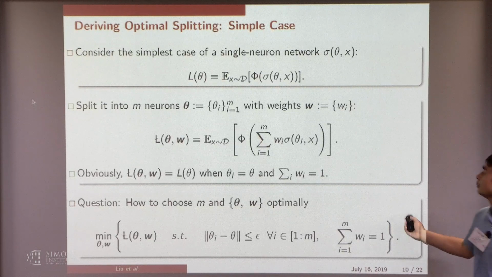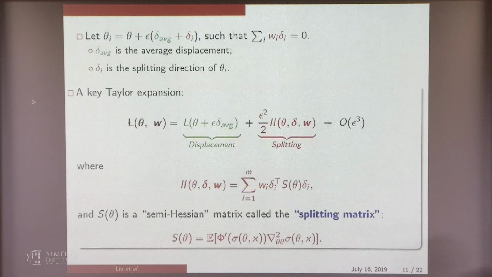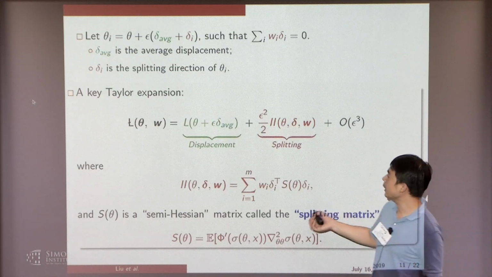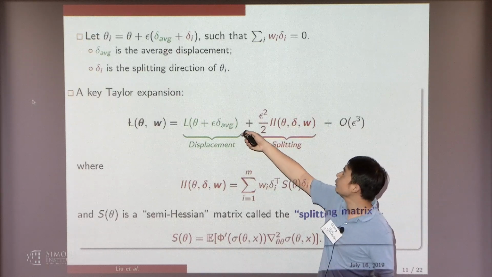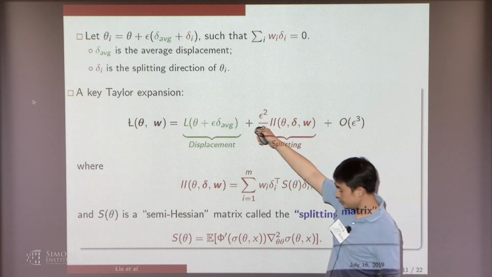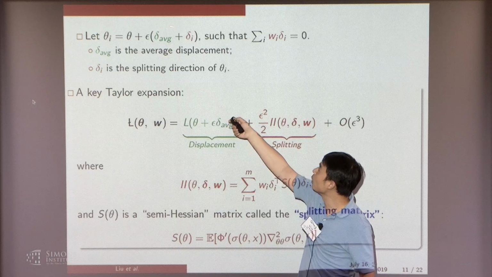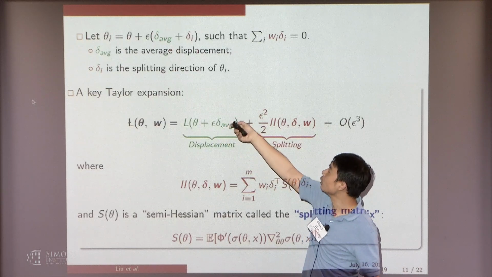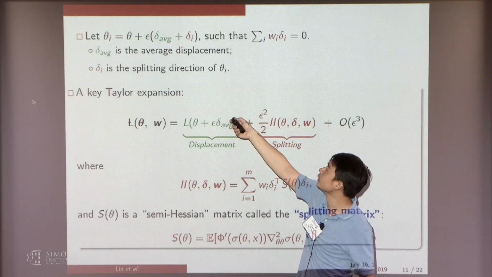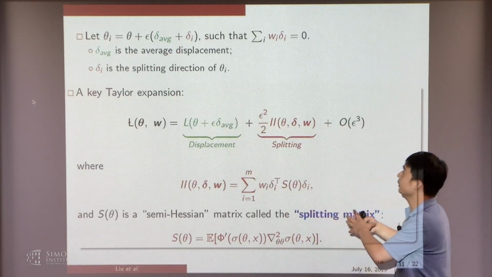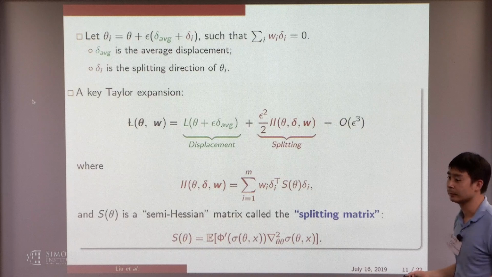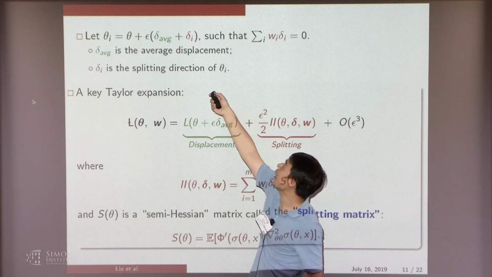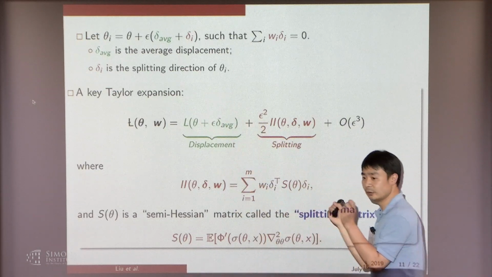Okay, so it's a very simple optimization formulation. And it's actually a simple problem. In order to derive the solution, it's convenient to decompose the difference between theta_i and theta into the sum of delta average, which is the average displacement of all the copies, as well as delta_i, which is the individual splitting direction.